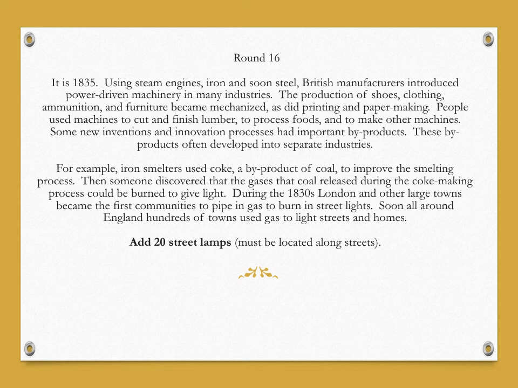The nights used to be very dark. We did not have electricity. Now we're using gas to create lamps that are a little bit brighter. So add 20 street lamps to your city. Make sure you put them along the streets and choose where you want them to be. You would add the street lamps in places where they'd be most useful. Pause the video until you're ready to move on.